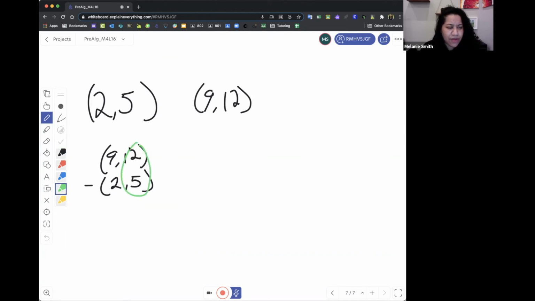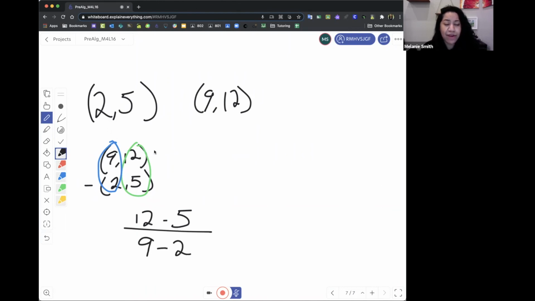Subtracting my y values, subtracting those. Circle my x values, I'm going to be subtracting those. It's y over x. So my y values were 12 minus 5. My x values are 9 minus 2.